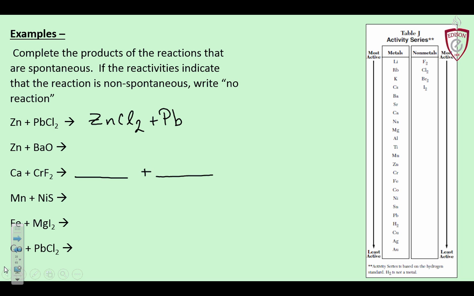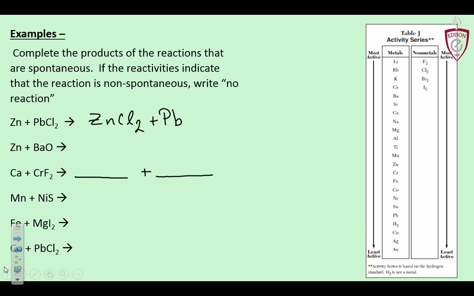Manganese. Ooh. And nickel. Manganese. So where's Mn? I see it, middle of the road. Yep, middle of the road, just above Zn. And nickel, where's Ni? Below it. Below it, so they're switching. Yep, they'll swap. They will react. So manganese sulfide, MnS, plus Ni.